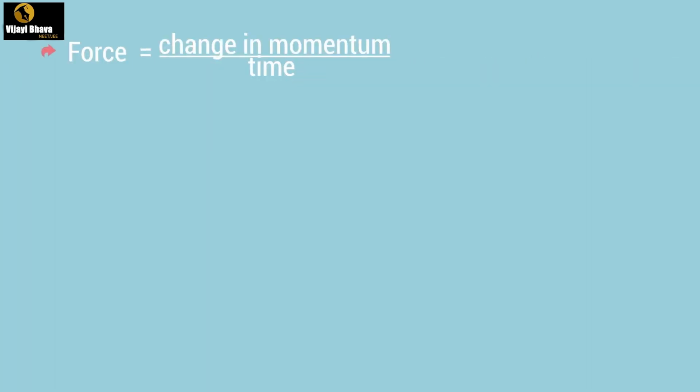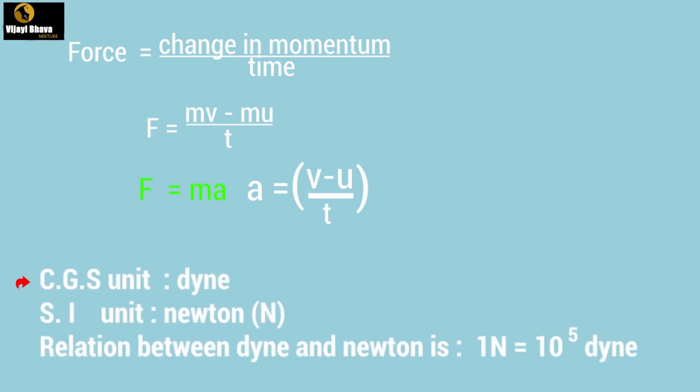From Newton's second law, the rate of change of momentum is called force. Coming to its mathematical expression, force is equal to change in momentum by time, F is equal to mv minus mu by t. Otherwise, F is equal to ma, where a is acceleration and is given by v minus u by t. The unit of force in the CGS system is dyne, and in the SI system it is Newton. The relation between dyne and Newton is 1 Newton is equal to 10 power 5 dyne.